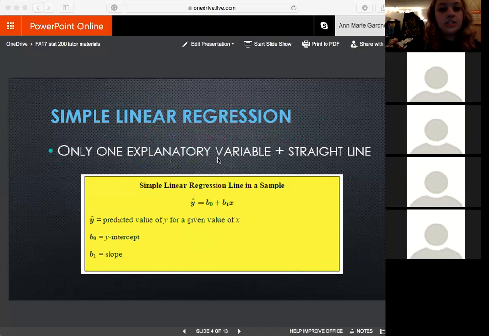So yeah, regression is just using one or more explanatory variables to predict a response variable. Simple linear regression is just showing that you have only one explanatory variable, which is why we just have one x here.